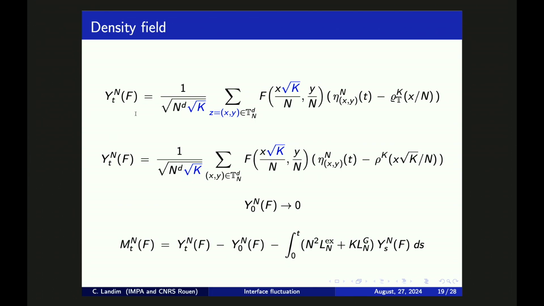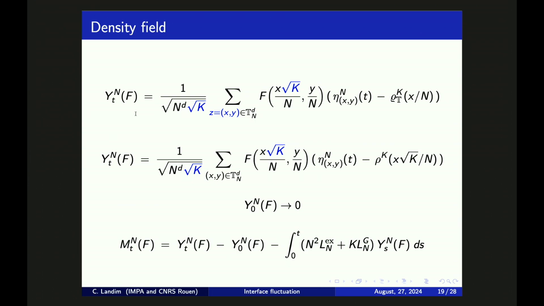Since you want to study your test function in this scale, you have to redefine your density field. Usually you divide it by square root of nd. Now you will be dividing it by square root of nd times square root of k. You need to do that in order to keep the noise of size 1. Once you do that, you realize that at time 0, this density field, since you're starting with a product measure, will vanish. You let your process evolve, and what you'd like to prove is a limit for your density field at time t.